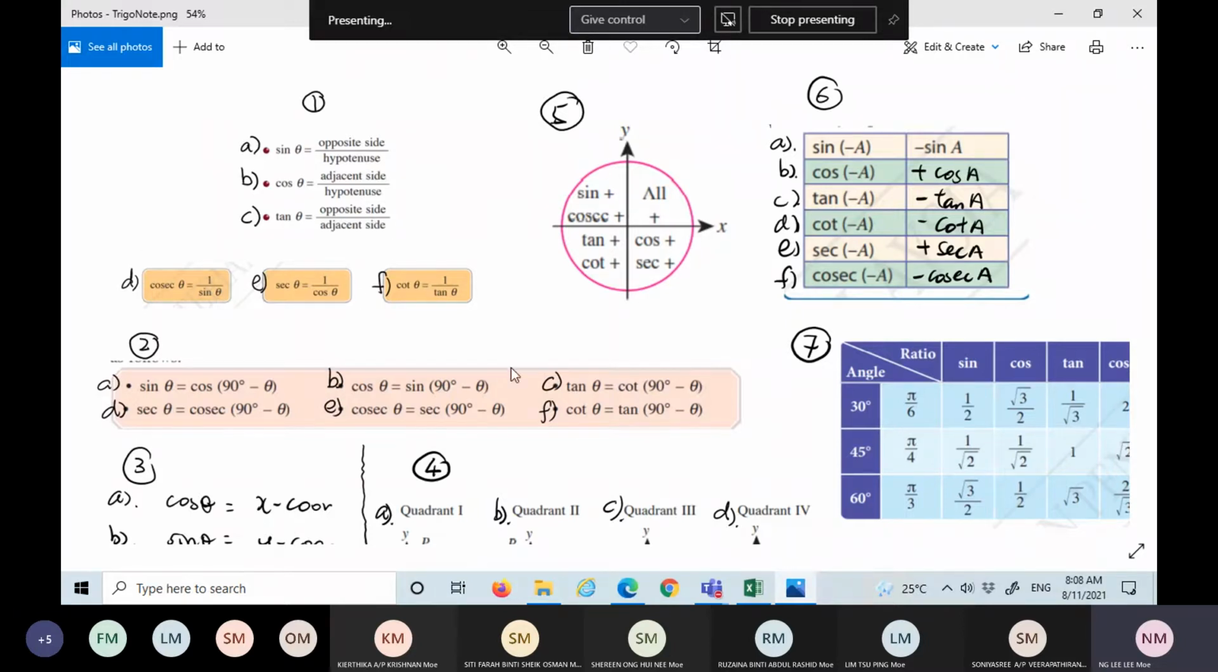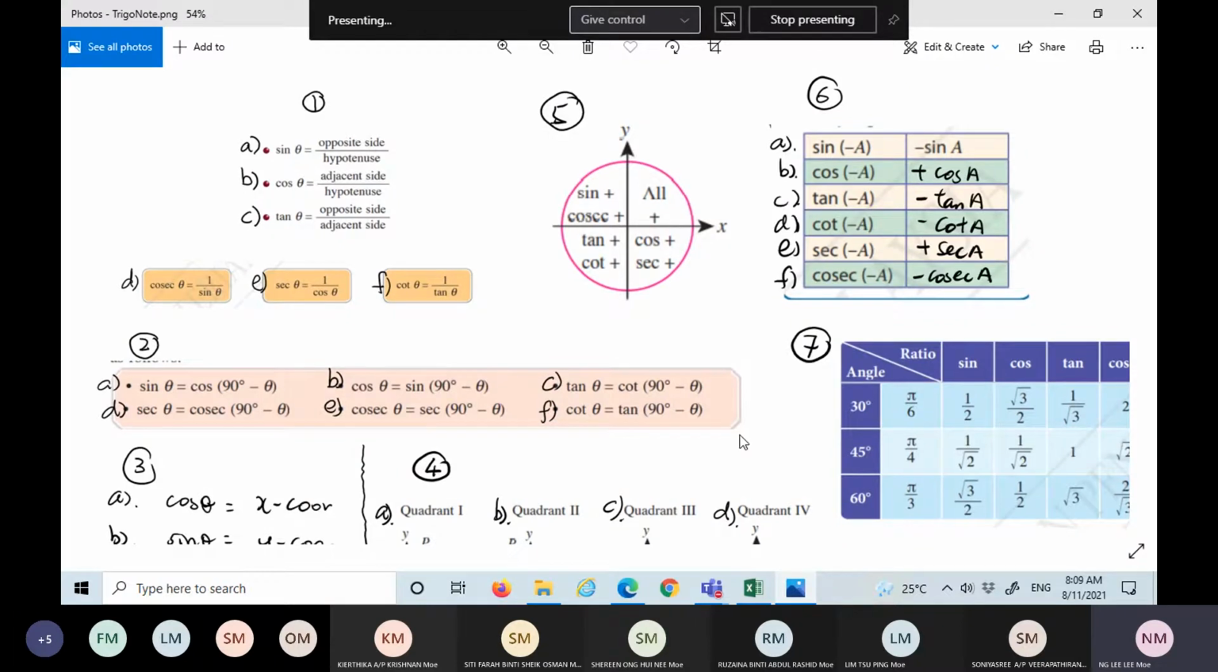Number two, the complementary angle. Remember sine and cos are brother and sister. Tangent and cotangent are brother and sister. And then secant and cosecant are brother and sister. So this is for number two.